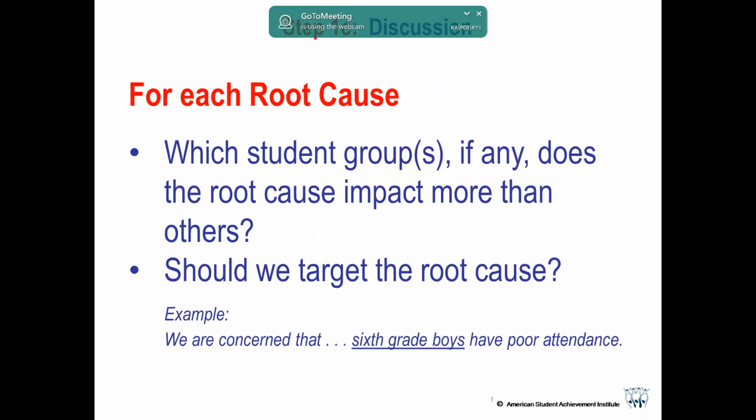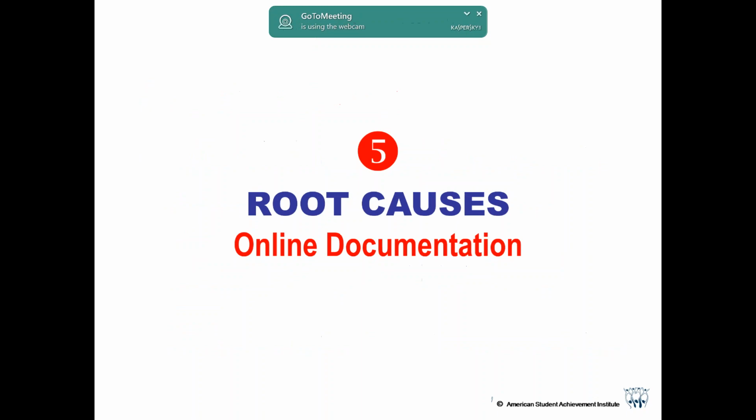Okay, so for each root cause, which student groups, if any, does the root cause impact more than others? And then the discussion is, do we need to target the root cause? So we are concerned that 6th grade boys have poor attendance. Not all kids, just 6th grade boys. And again, I hope you can see that will really help us to target the strategy or the intervention once we exactly know where the issue is.